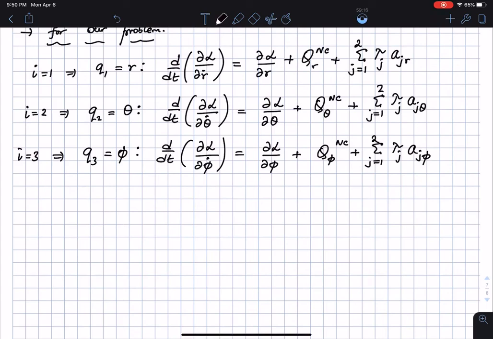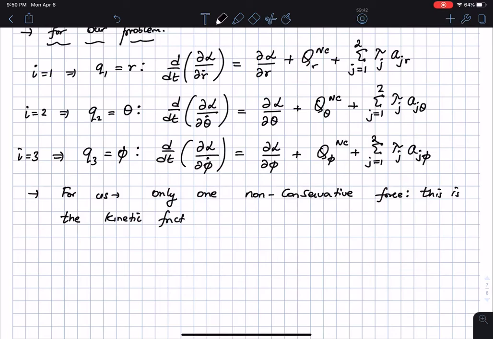Then I just want to make a quick note. What are our forces? What are our non-conservative forces? For us, there is only one non-conservative force. This is the kinetic friction force between the bead and the tube.